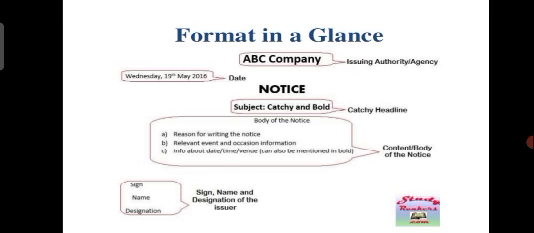It should be in a box. The name of the issuing authority, company, or name of the school or organization should be written there. Then the date should be on the left side. Down from that, notice in the center, and down from that you have to write a heading, which should be in the center. After that, the body of the notice or content of the notice. After all the information is given, you have to sign, and write your full name and your designation.